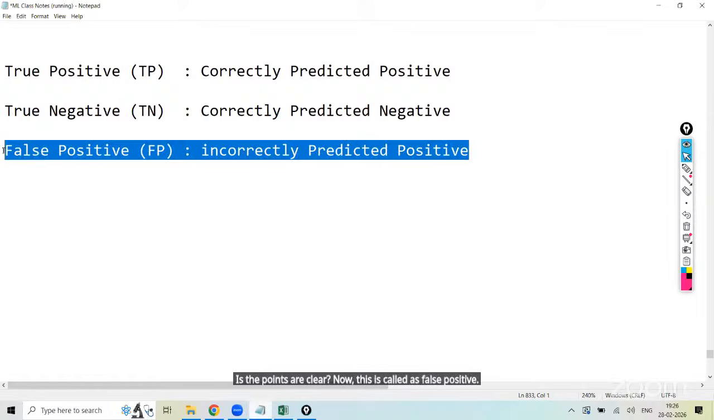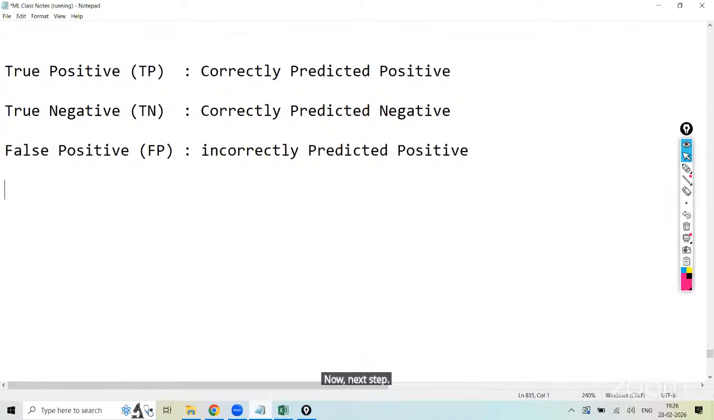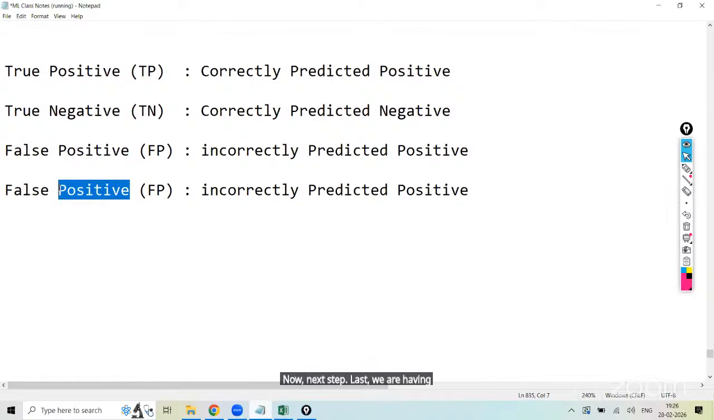Next, last we have false negative. The last one is false negative. That is FN. Incorrectly predicted negative. Are the four of them clear, everyone? Yes or no?